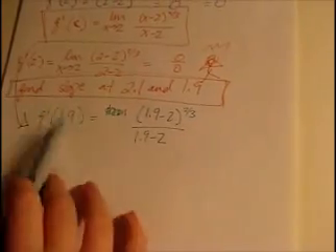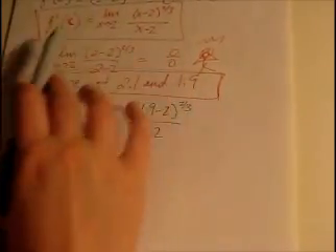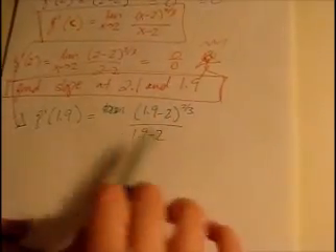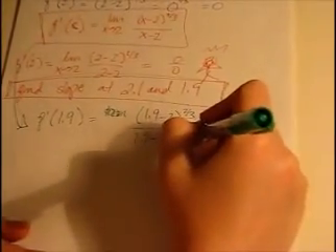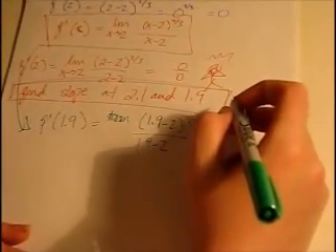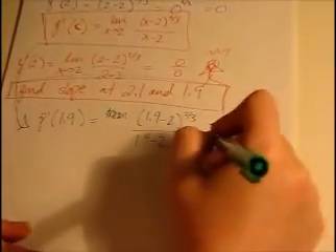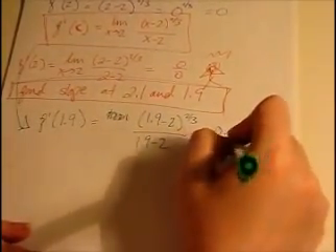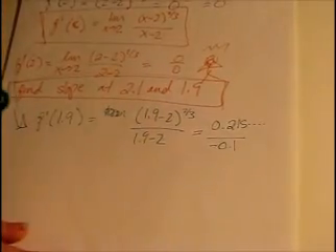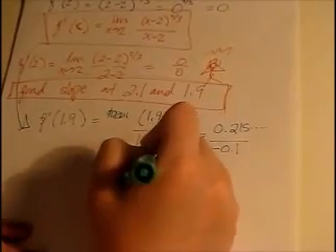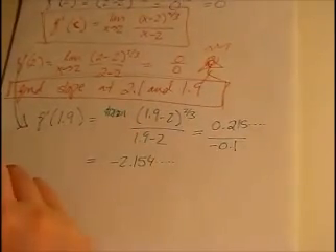All I did here was take this equation and plug in 1.9 for x, and you get 0.215 blah blah blah, it's a long number, over negative 0.1. That is the same thing as negative 2.154 blah blah blah. Okay?